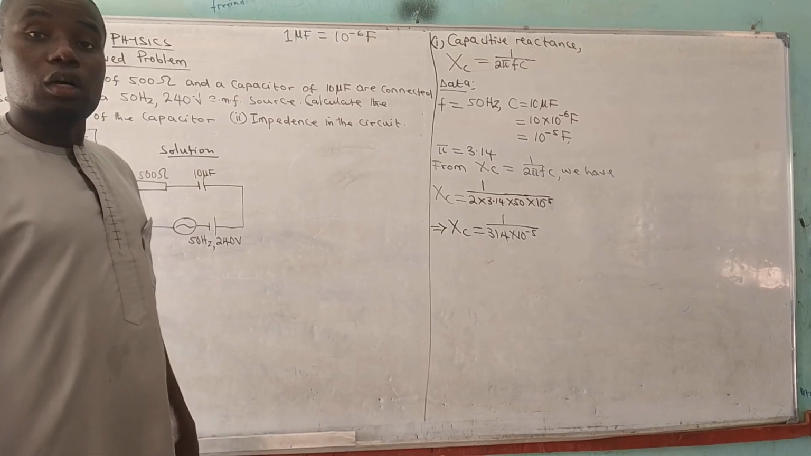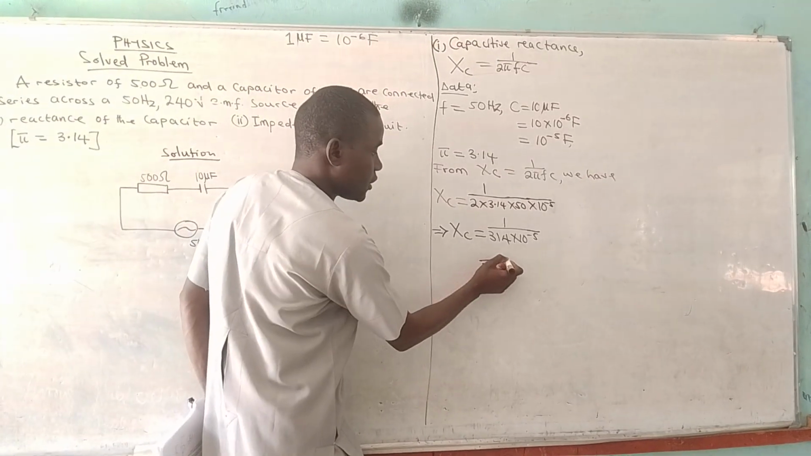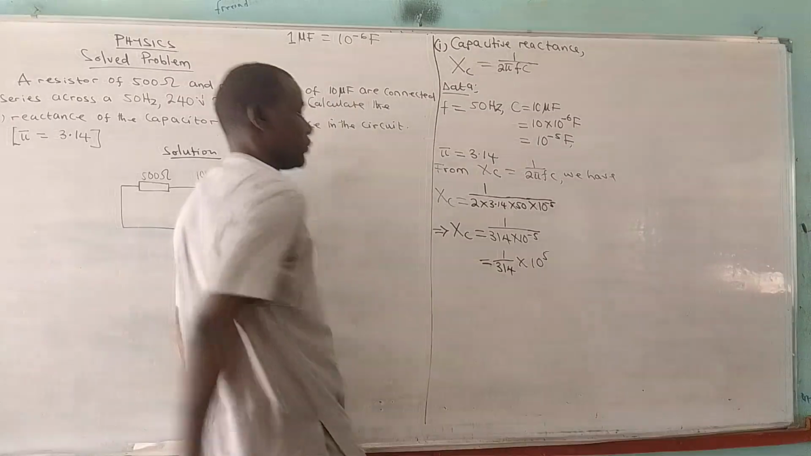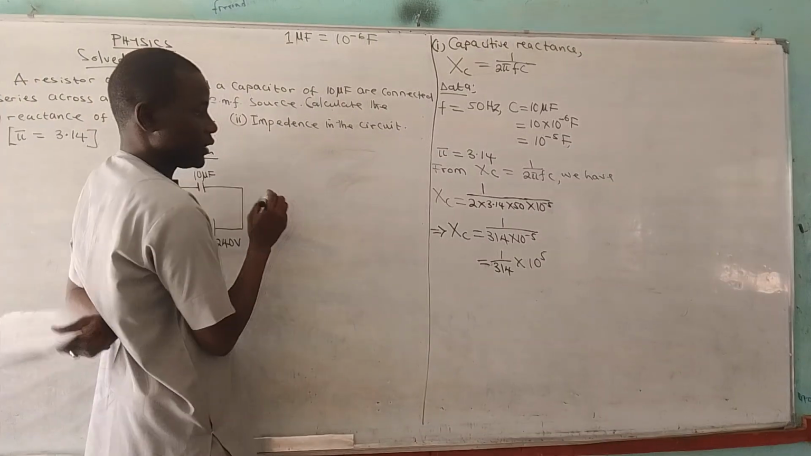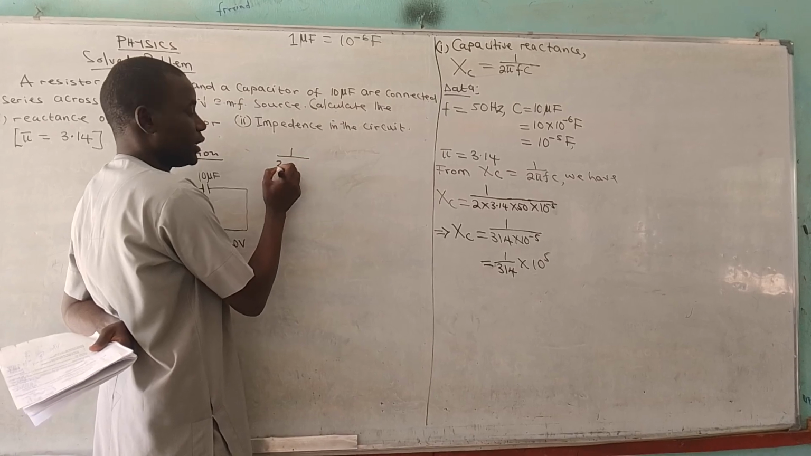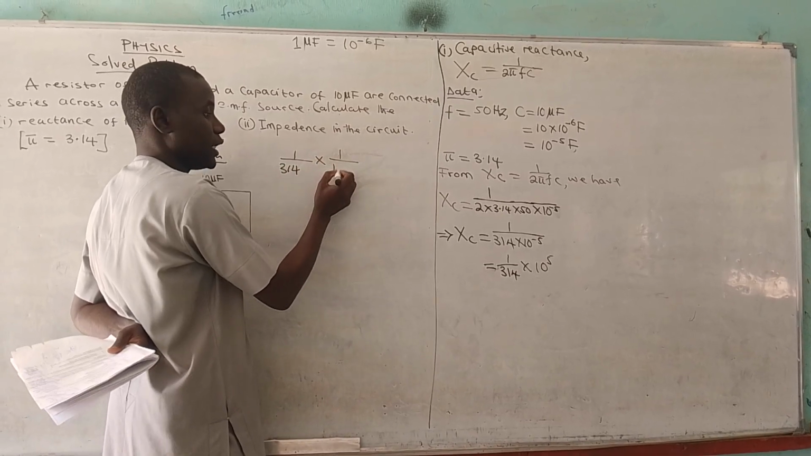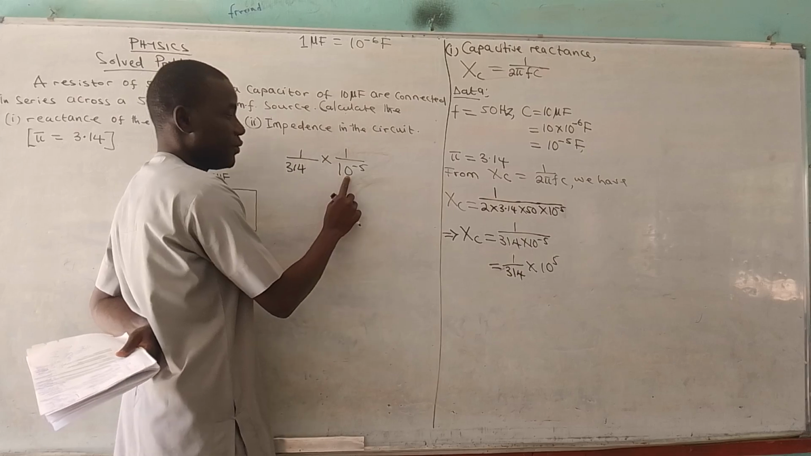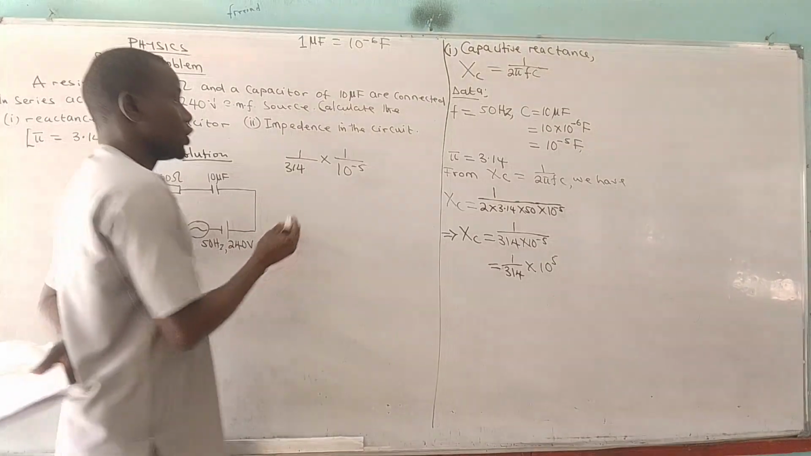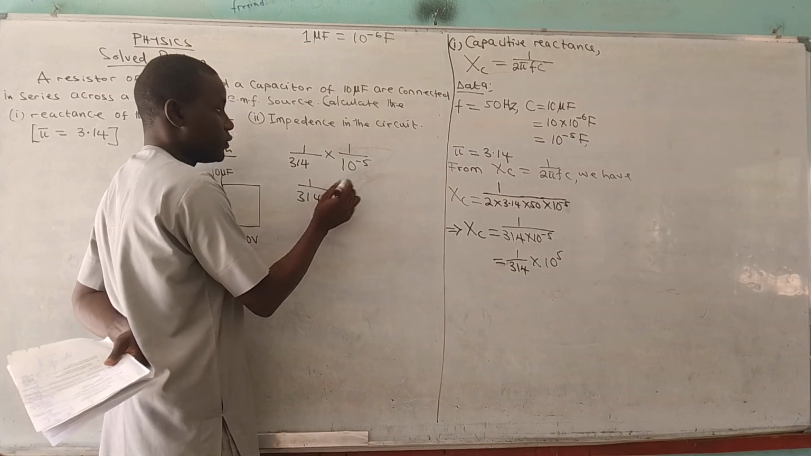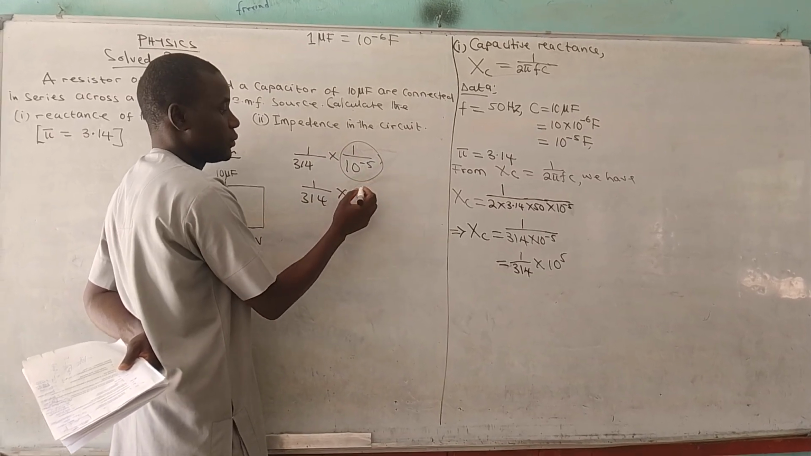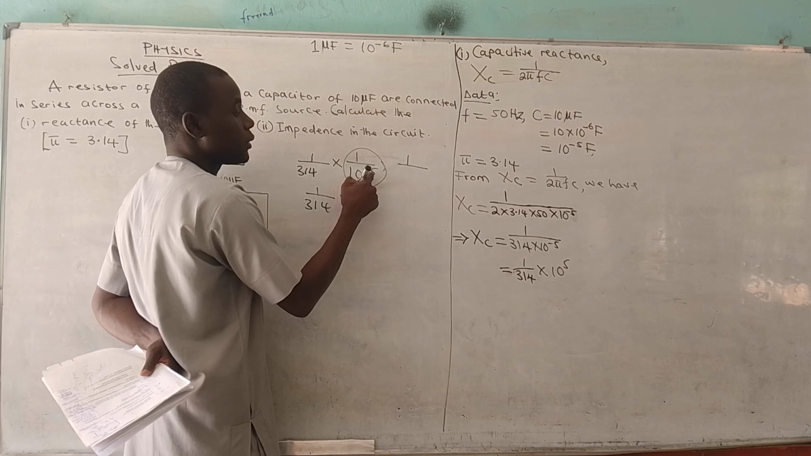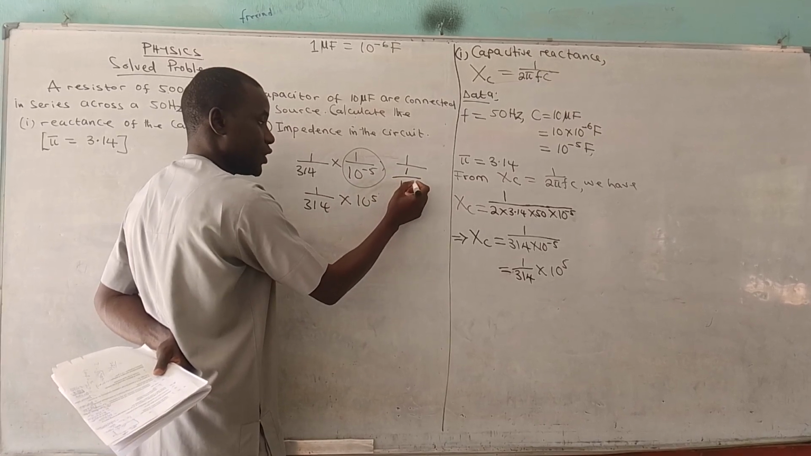Is there any issue? Yes. So this is something as 1 by 314 times 10 to the power 5. What we did here is this is equal to 1 by 314 times 1 by 10 to the power minus 5. So 1 times 1, we have 1. Do you understand? So we have 1 by 314 times, how can we write this one? This is something as 10 to the power 5, because 10 to the power minus 5 is 1 by 10 to the power 5.